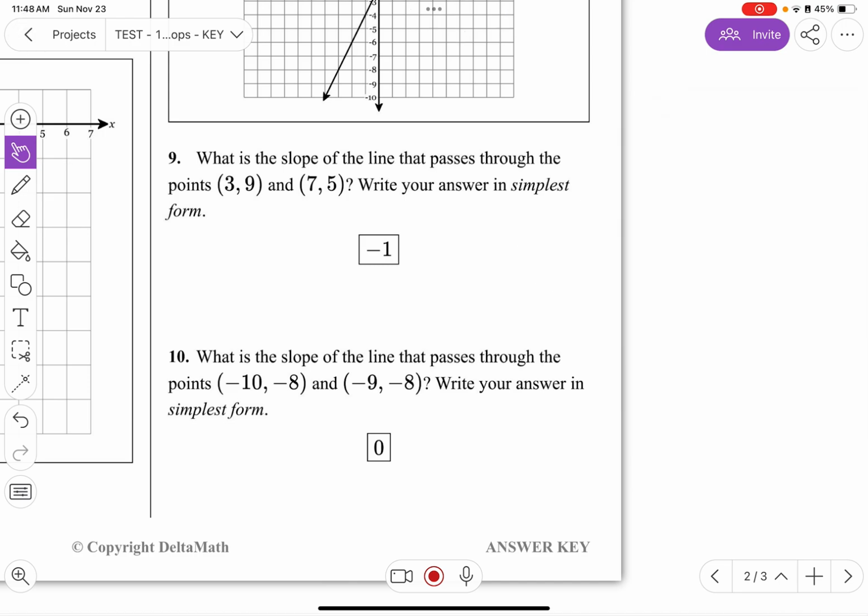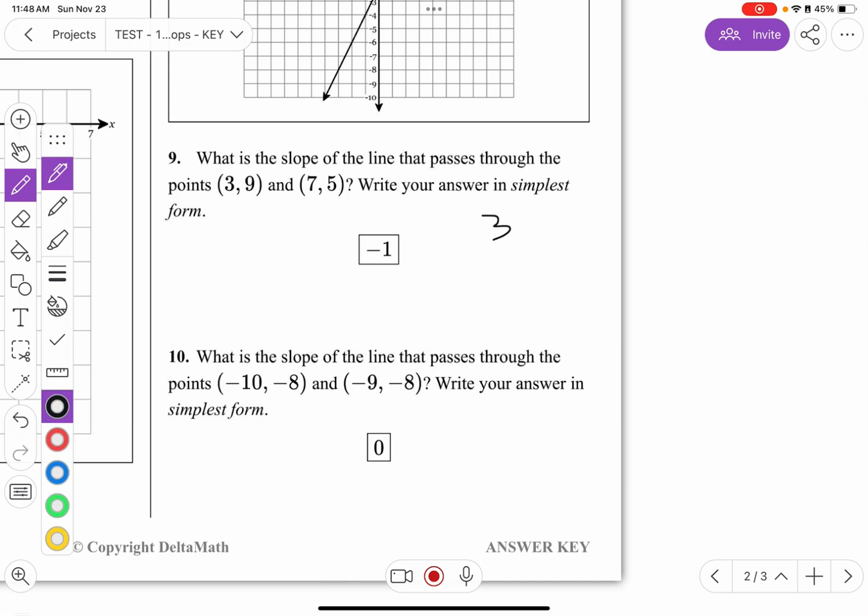But the way I like to do it, the way that's easier for me, is I just write the points over each other, 7, 5. So my x was plus 4. The hard part is to remember that the change in x goes at the bottom. Change in y was minus 4, and there you go. Minus 4 over 4, minus 1.